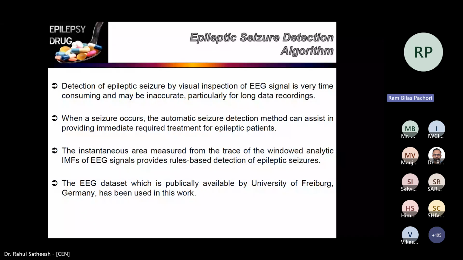So we have already seen earlier that visual inspection of this signal every time is very time consuming, and it may not be possible for long data recordings. So when a seizure occurs, these automated detection methods are very useful for providing the required treatment for epileptic patients. So here we have used the instantaneous area parameter, which we defined earlier, for epileptic detection, and the EEG data set, which is publicly available at the University of Freiburg, Germany, has been used in this work.